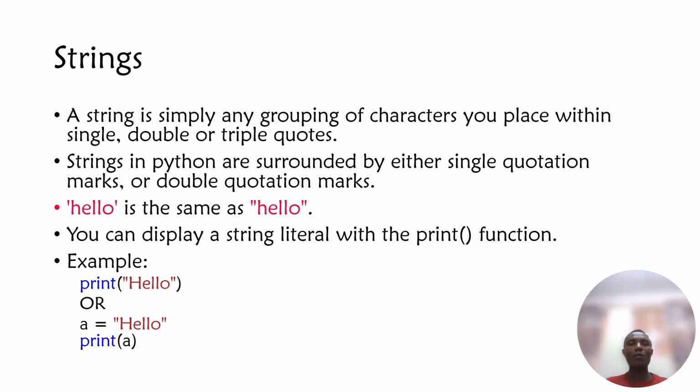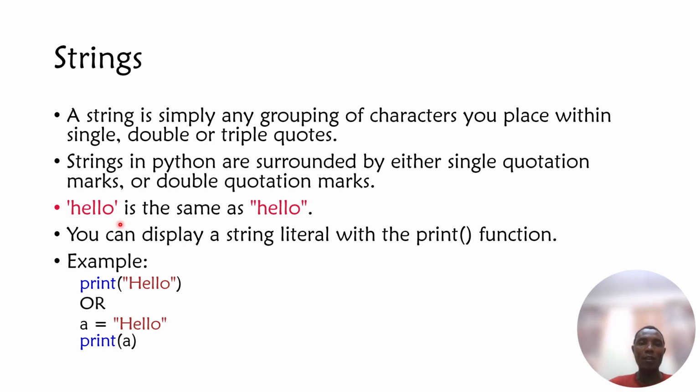So the first data type that we're going to discuss is the string. A string is simply any grouping of characters you place within single, double, or triple quotes. As I said before, strings are put between quotes. So it could be a single quote or else a double quote. We've got single quotation marks, double quotation marks, and also triple quotation marks. Strings in Python are surrounded by either single quotation marks or double quotation marks, as I said before.